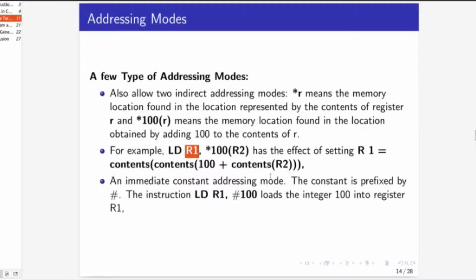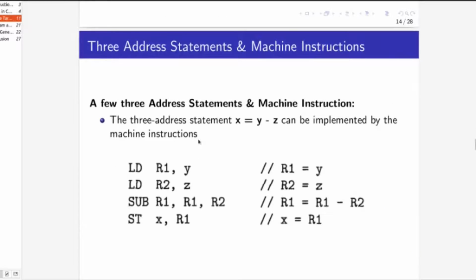Then immediate addressing is also possible with the help of the hash symbol. So load R1, hash 100 means load the integer 100 into register R1. That's the meaning. Then a few examples of how we will write the machine instruction. Here the machine instruction is not in binary, it is in assembly language, because we are not discussing the binary instruction, we are discussing how we will write the assembly instruction.